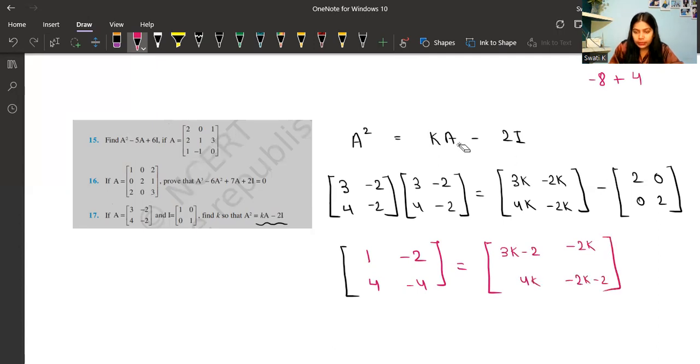We can see here that we are having two equal matrices. And we know that if the matrices are equal, their corresponding entries are equal. So if I just equate this, 3k minus 2 equals 1. I'm getting 3k equals 1 plus 2, that is 3. So k is equal to 1.